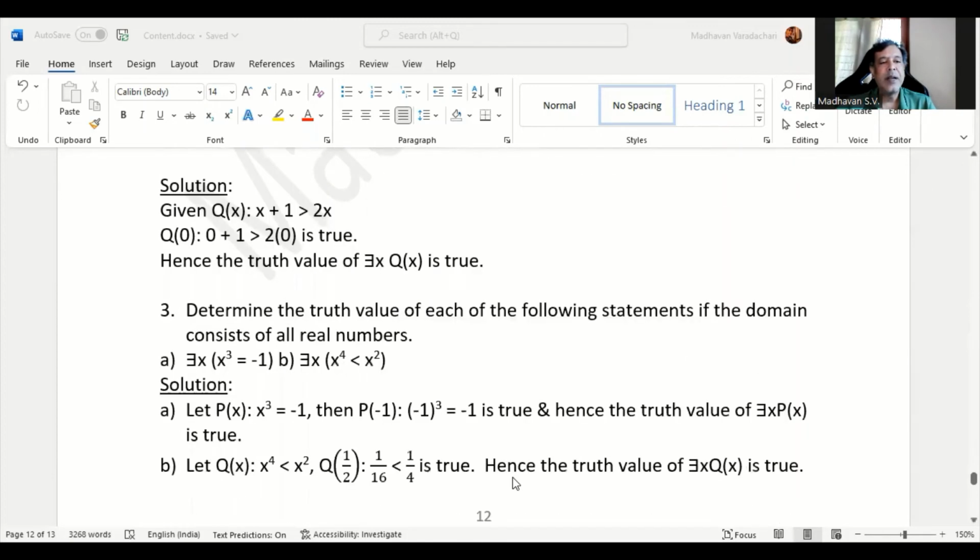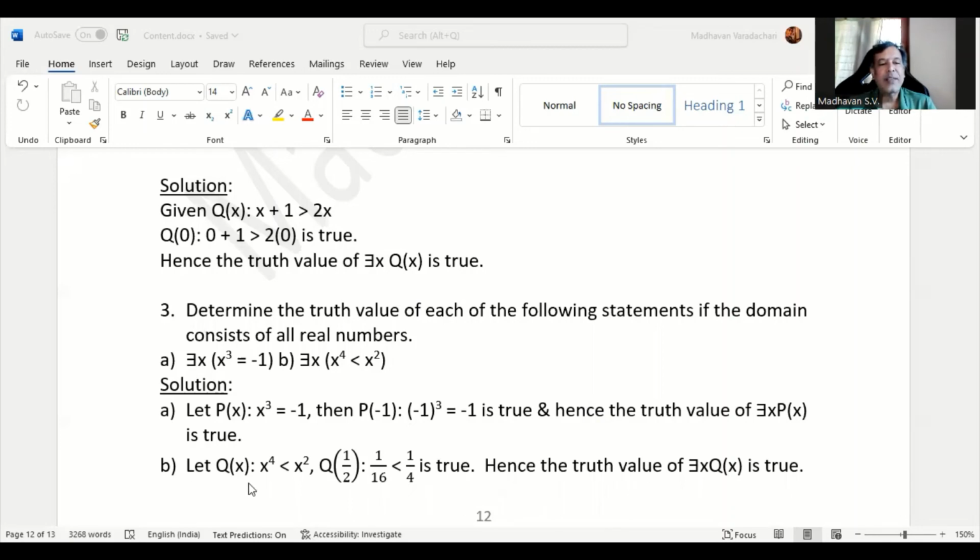Third example, determine the truth value of each of the following statements if the domain consists of all real numbers. First one, there exists x such that x cube is equal to negative 1. Second question, there exists x such that x square is less than x square. In the first case, let x be minus 1. What will happen then? Minus 1 cubed is equal to minus 1. So it is true for minus 1. Hence, the truth value of there exists x P of x is true because it satisfies at least one element.